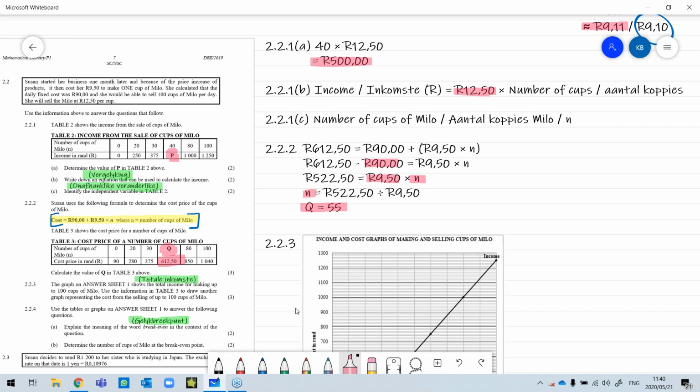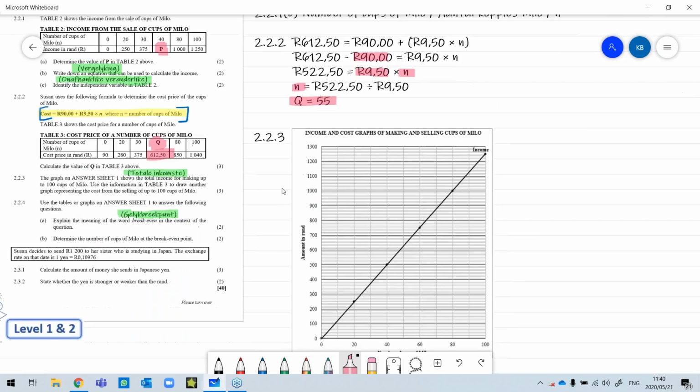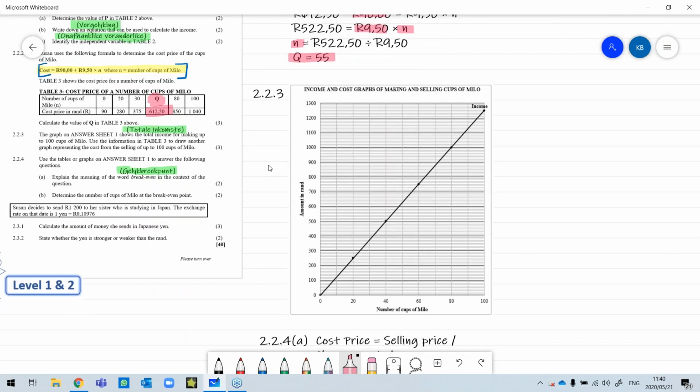Question 2.2.3. The graph on answer sheet 1 shows the total income for making up to 100 cups of Milo. Use the information in table 3 to draw another graph representing the cost from selling up to 100 cups of Milo.